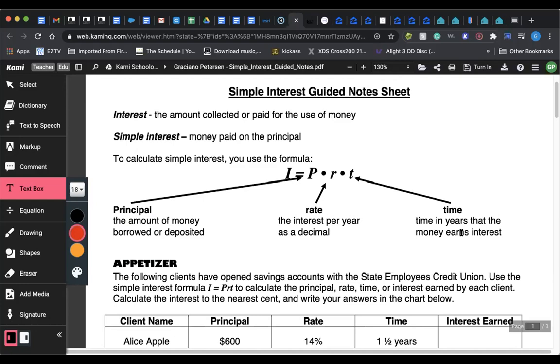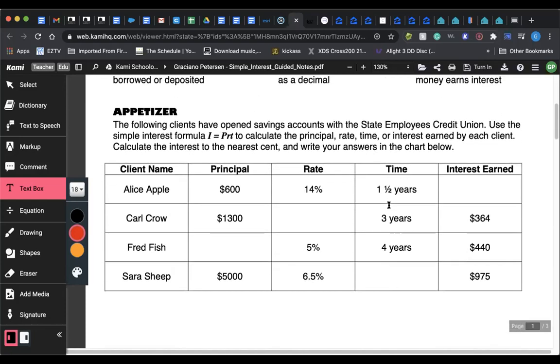So we are going to use this formula and also learn how to manipulate or change this formula in order for us to find the interest or maybe one of the other missing parts in the formula. All right? Okay, so let's get into this.